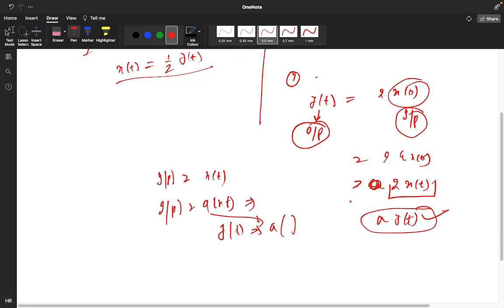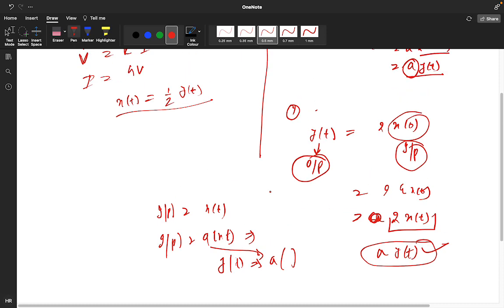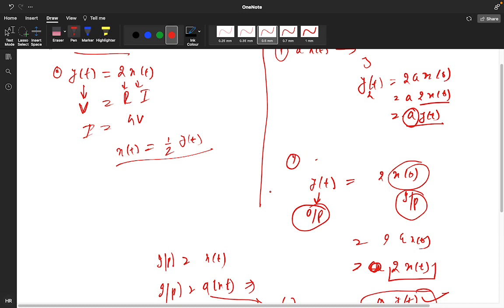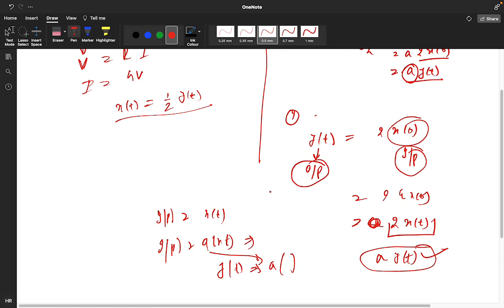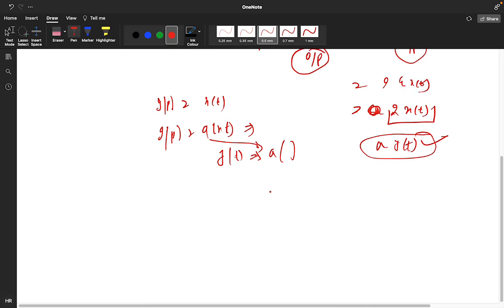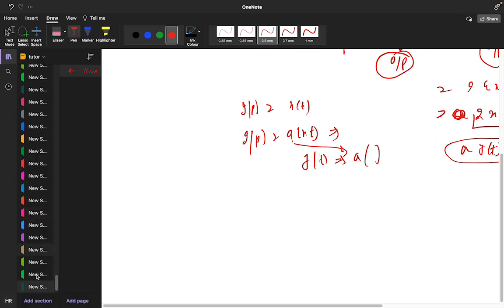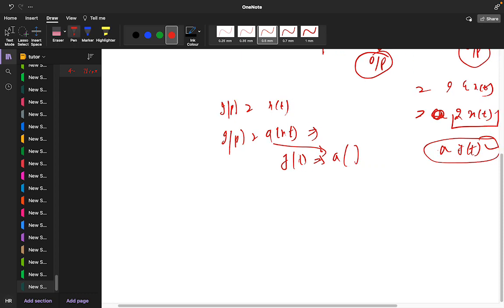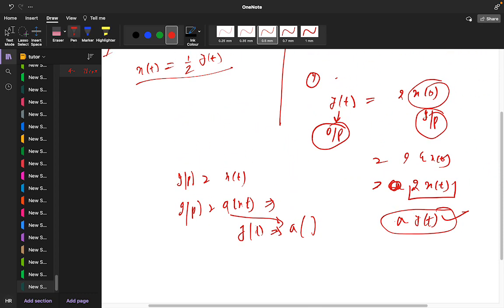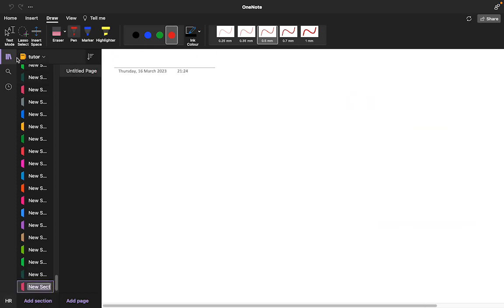Okay, this is one property. We are discussing the superposition theorem. So for the superposition theorem, linearity and homogeneity both should be applicable; only then can you apply the superposition theorem. Okay, so how to check linearity? This is the way we check it.